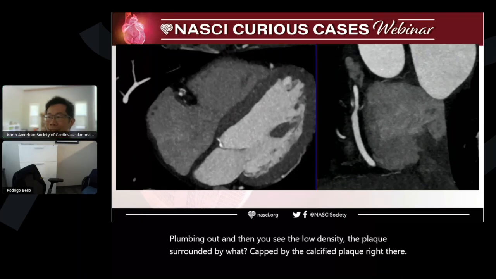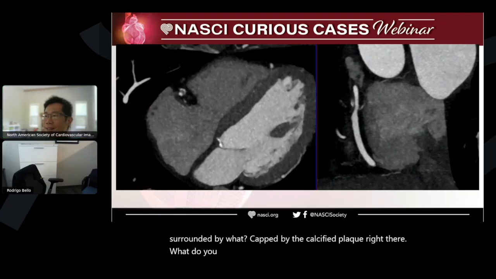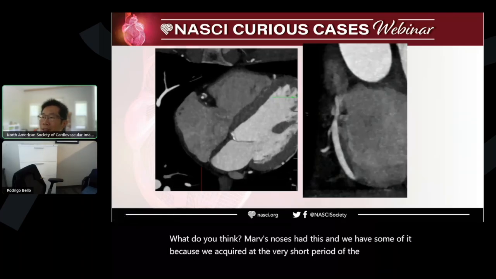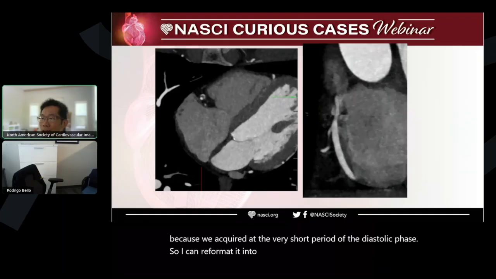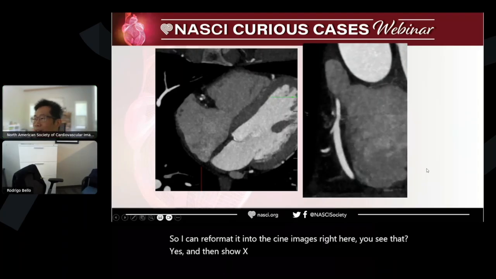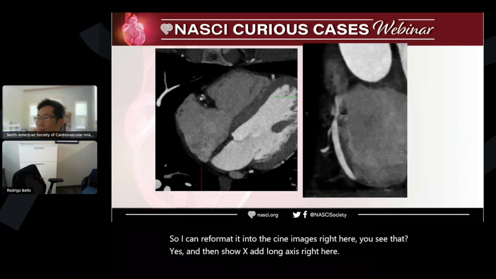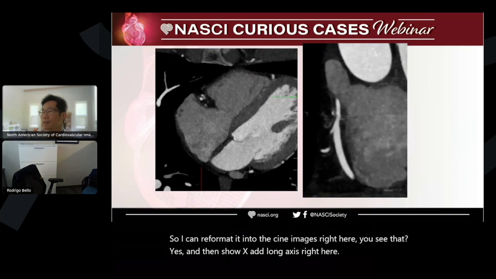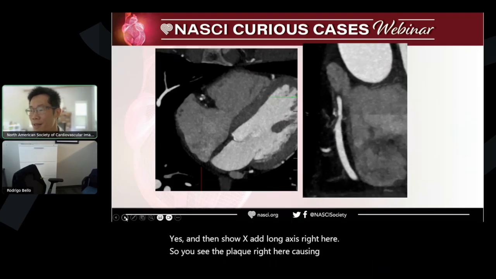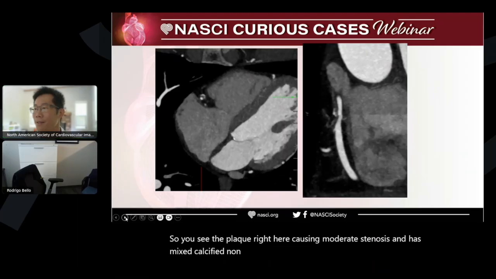What do you think? Moderate stenosis. We acquired this during a very short period of the diastolic phase, so I can reformat it into cine images right here. You see that? And then the short and long axis right here. You see the plaque right here causing moderate stenosis, with mixed calcified and non-calcified plaques.